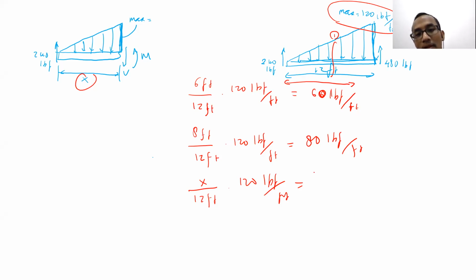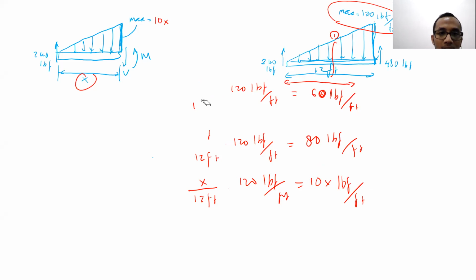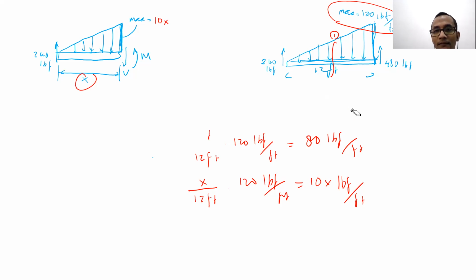10x. 10x. 10x lbf per feet. So the maximum here is 10x. Okay, do you get it? Yes. See now, because it's supposed to be in variable x. Remember, we get it at x distance from the left.